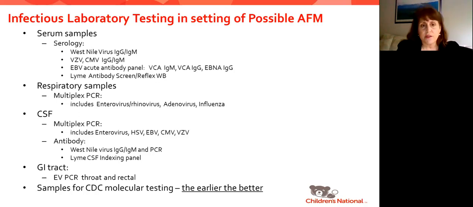We also will send CSF antibody for West Nile virus, IgG, IgM, and also Lyme antibody, and we'll often do a concomitant serum test so that we can look at indexing between the serum and the CSF to see if there's specific antibody synthesis within the CSF to support a CNS infection. We will also obtain samples from the GI tract to look for shedding of enterovirus from nasopharyngeal, throat, or rectal swabs. And most importantly, the earlier we collect samples that can also be shipped off for CDC molecular testing, the better. We don't want to miss the opportunity to identify these pathogens by their advanced sequencing techniques.